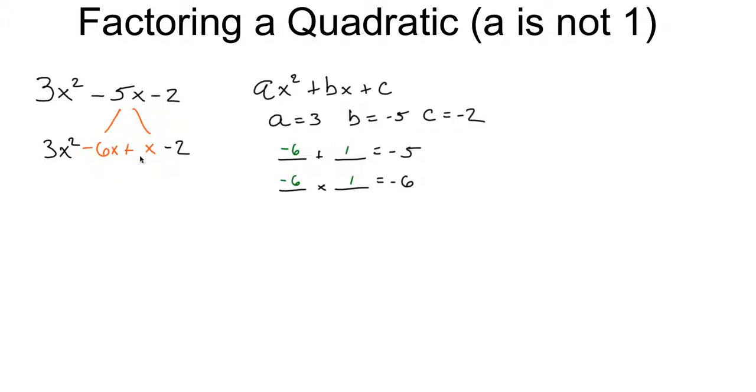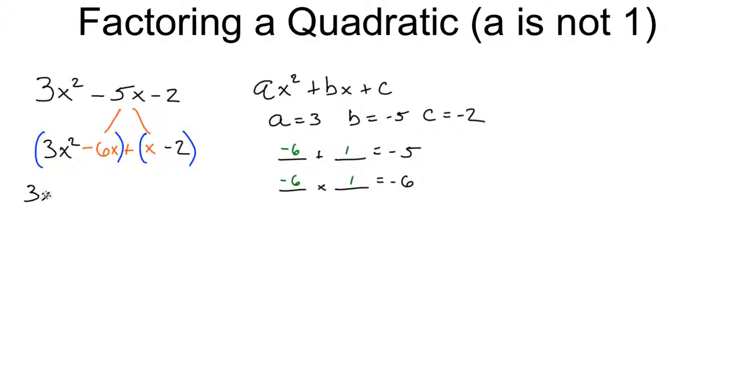And we'll still keep the -2 on this end, and we'll still have the 3x squared on that end. Now, of course, the order here, the -6x plus +x, doesn't matter. You could have switched those around and you still get the same result at the end. But the reason we do that is we want to create 4 terms so that we can group the first 2 terms together and then group the second 2 terms together and then pull out the greatest common factor from each.